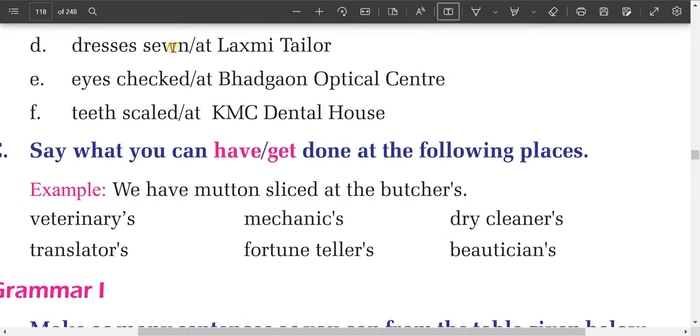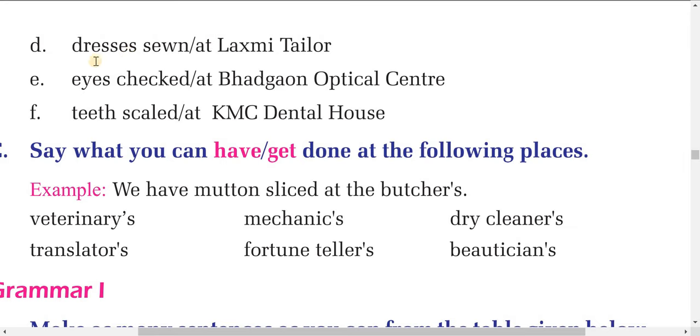Now here, where do you have your dress sewn? Where do you have your dresses sewn? I have my dresses sewn at Locksmith Tailor. Now, where do you usually have your eyes checked? Where do you usually have your eyes checked? I have my eyes checked at Baragon Optical Center.